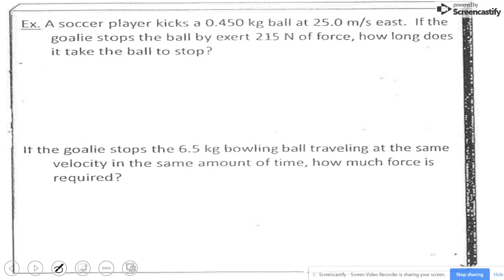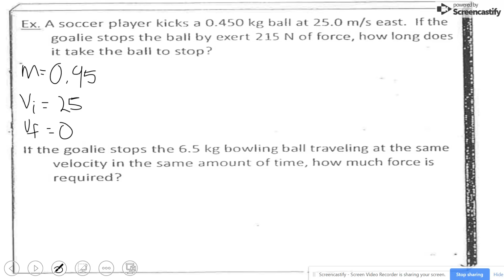Okay, for the next problem. So you have a soccer player kicks a 0.450 kilogram ball at 25 meters per second east. If the goalie stops the ball by exerting 215 newtons of force, how long does it take to stop the ball? So we're going to forego the picture and then just talk about the different variables. So we know our mass is 0.45 kilograms. We know our initial velocity is 25.